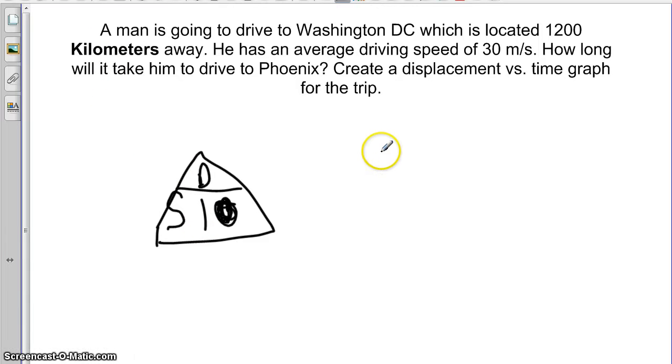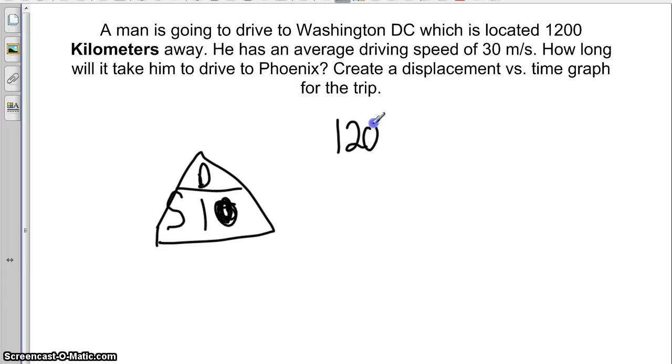If I take 1,200 kilometers and divide it by 30 meters per second, I'm going to end up with a unit of, I guess, seconds, kilometers per meter, or something silly like that. It's just not going to make any sense. I have to have them in the same distance unit. So these are in kilometers. I need to change this to meters. Since this is in meters, I want this 1,200 kilometers to be meters. So I'll start with that.